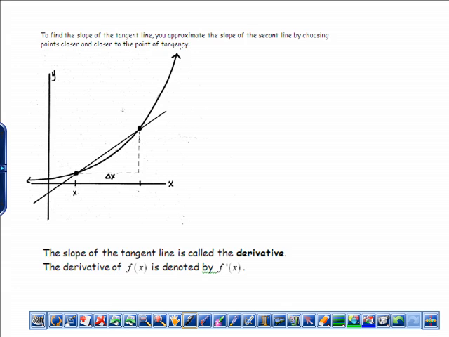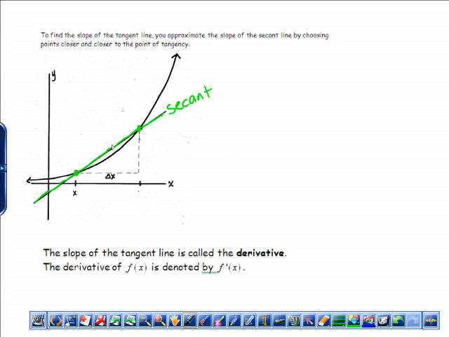It says to find the slope of the tangent line, you approximate the slope of the secant line by choosing points closer and closer to the point of tangency. So we're not able to find the slope at one point, but what we are able to do is take 2 points and approximate the slope of this curve. We're going to find the slope of this line right here. Now this line is not tangent. If you can see that it's crossing in 2 different places, this is what we call a secant line.